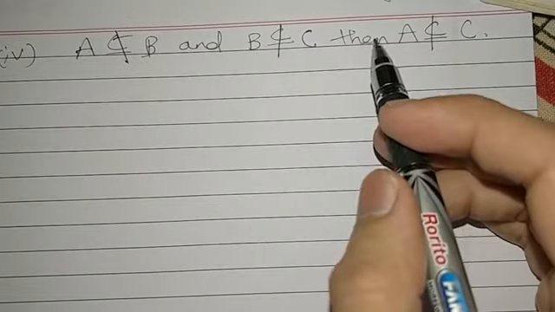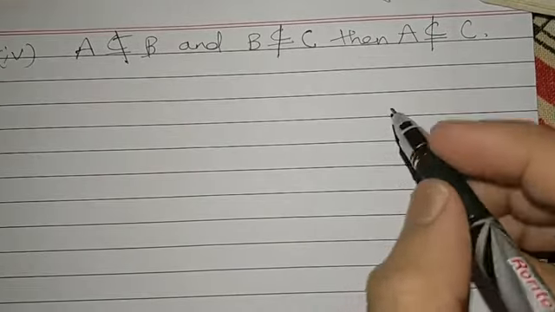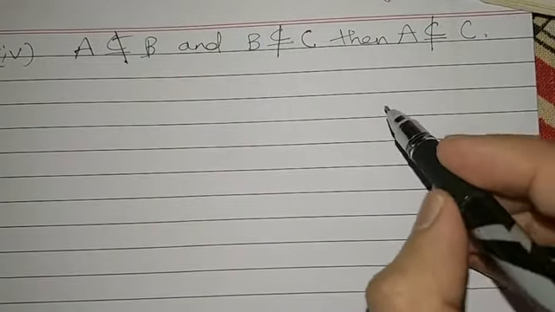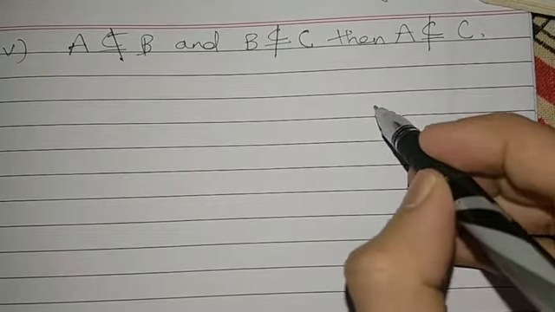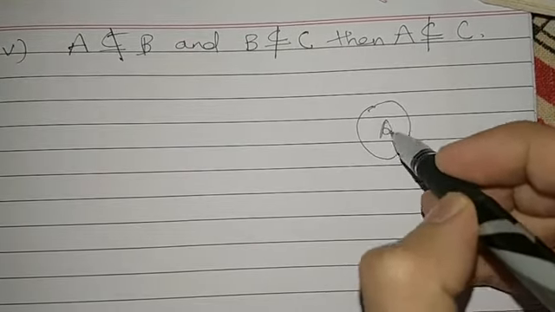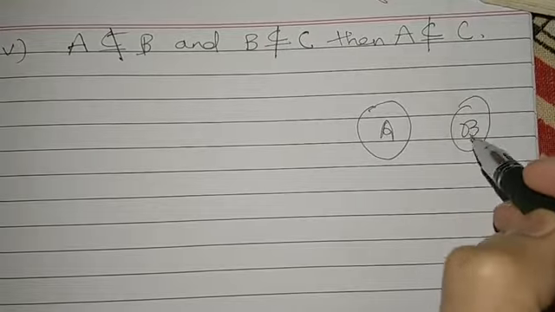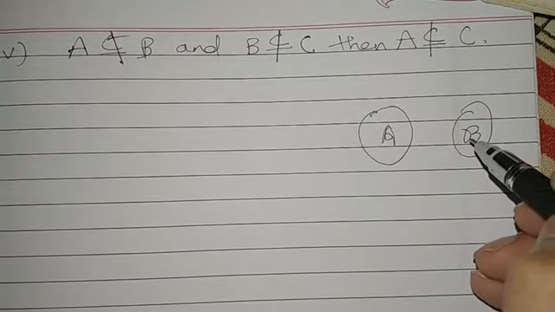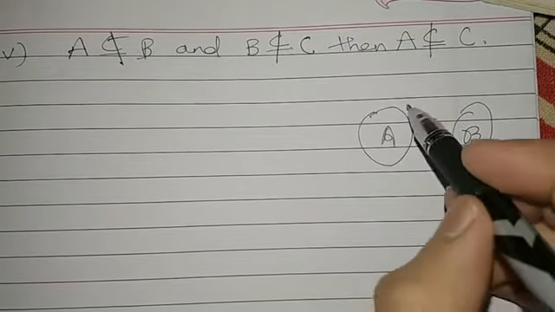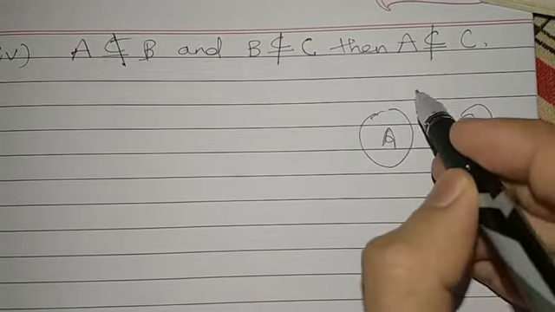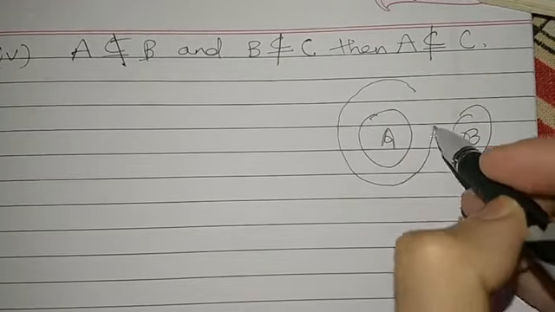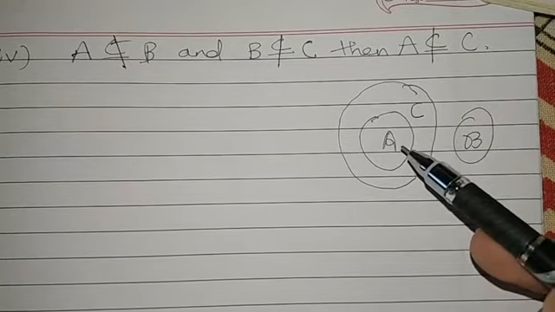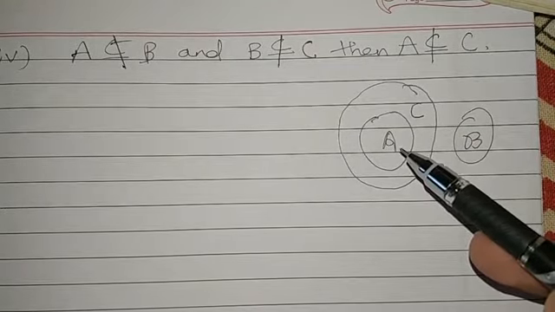So this we can see by the Venn diagram again. If A is not a subset of B, it means you can take the sets disjoint, like this. So A is not a subset of B and B is not a subset of C. So what I will do now is draw a set C in this way, a set C which contains the set A.